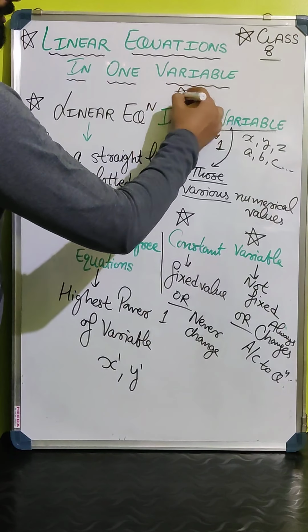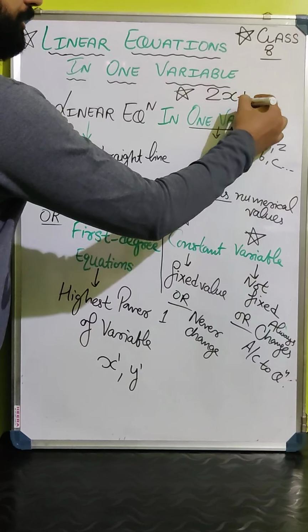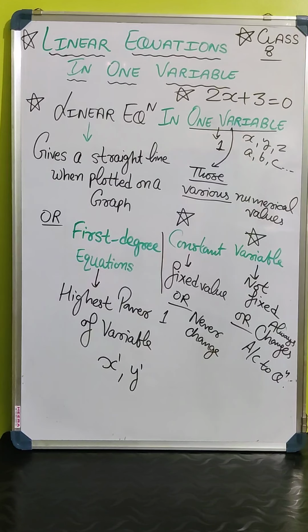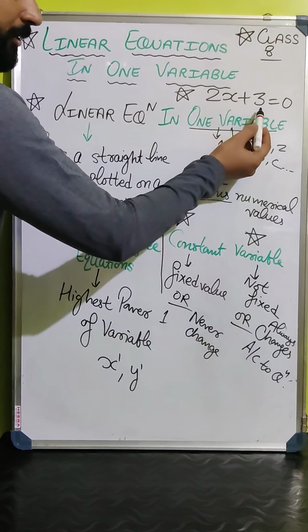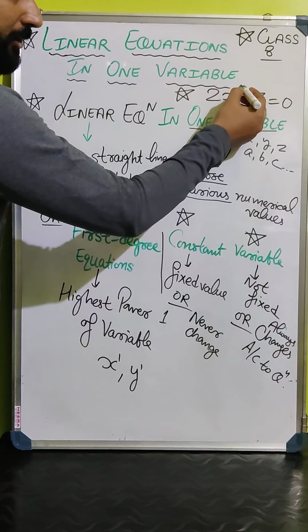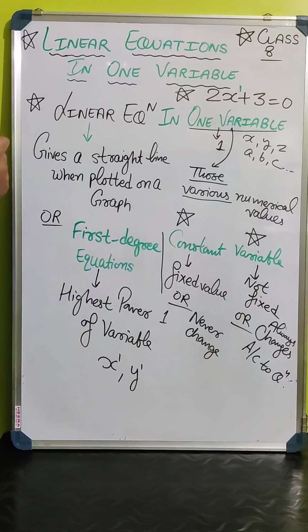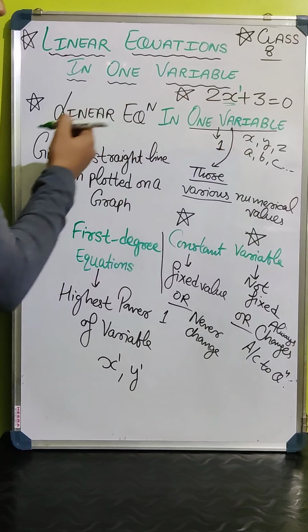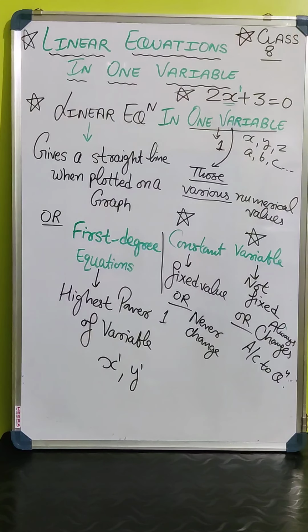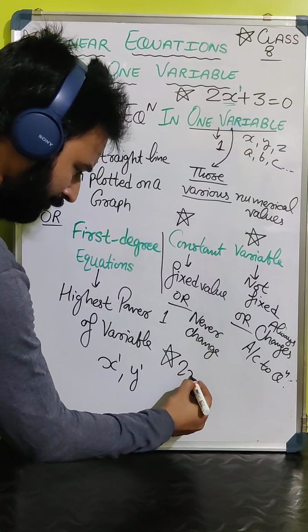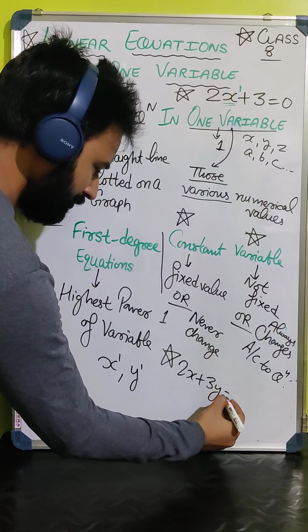So if I write here simply 2x plus 3 is equals to 0, this is a linear equation in one variable. Why linear equation? Because the highest power of the variable is 1, clearly you can see. And only one variable, x, we are using. We are not using x and y.